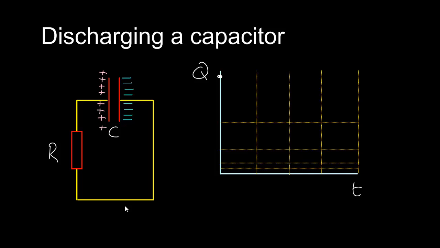In this video we're going to have a look at how a charged capacitor will discharge through a resistor. Initially we're going to consider the amount of charge on the capacitor and how that varies with time, and then we're going to build it up so we can have a look at how the potential difference changes with time, and also how the current flowing through the circuit is changing with time.